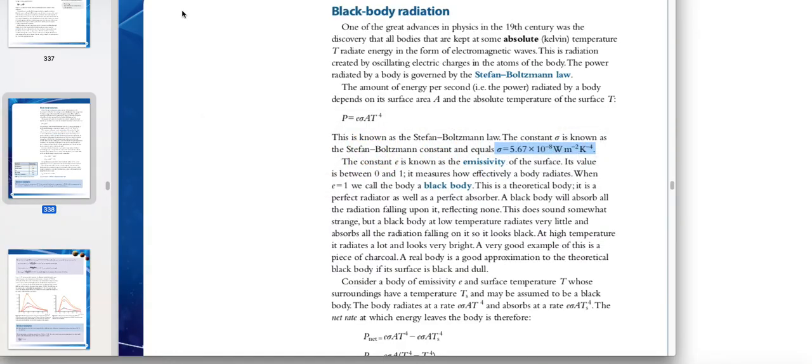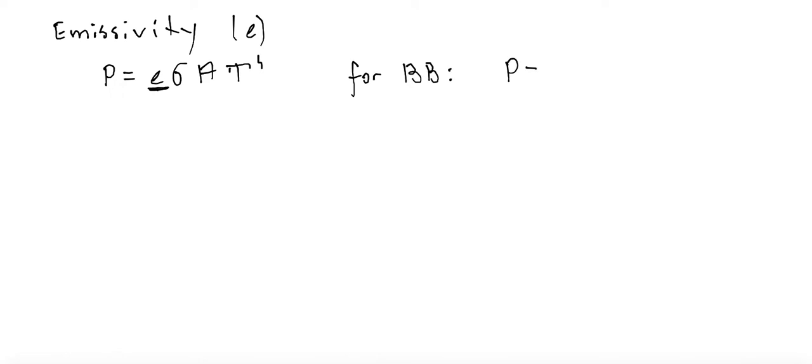Okay, so emissivity has a symbol of E, is a number from 0 to 1, and has no unit. If you have the Stefan-Boltzmann law, let me write it again. When emissivity is equal to 1, we have a black body, and for a black body, power emitted can be written as sigma A T to the power of 4, because for a black body emissivity is equal to 1.